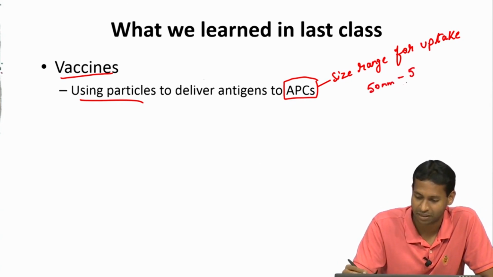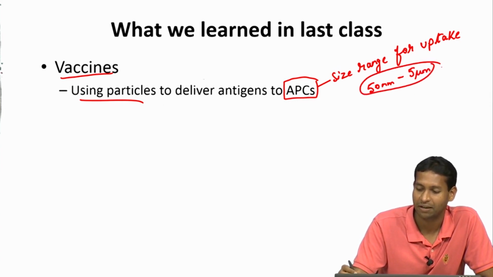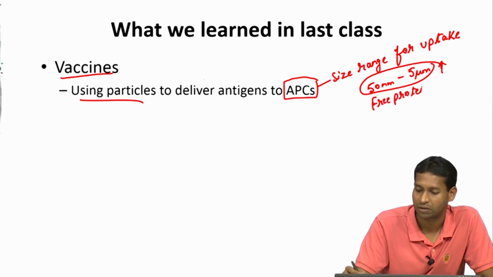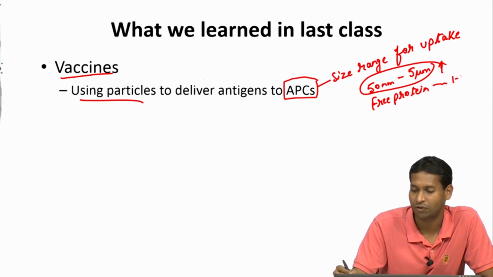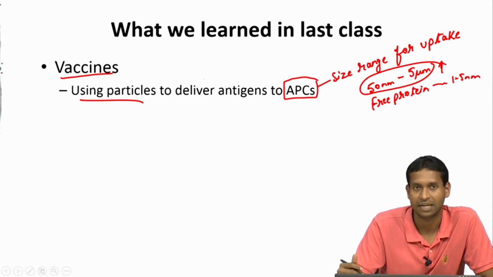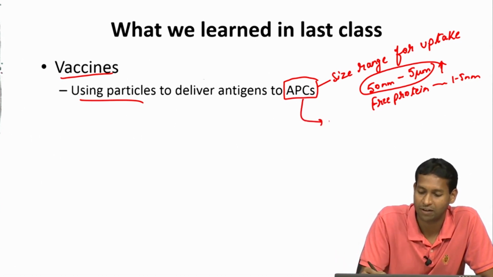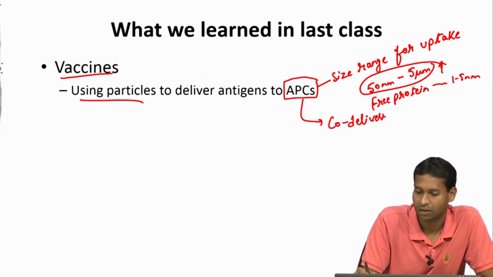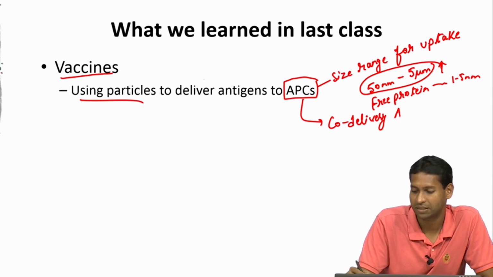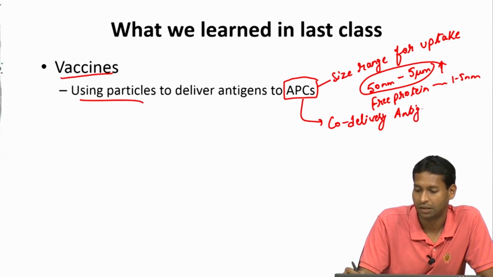It is a big range and there are also ups and downs here, but uptake is much higher for anything in this range compared to, let us say, free protein, which could only be about 1 to 5 nanometer. So, first of all, you can now deliver quite a lot of things. The second thing we talked about was co-delivery. You can deliver multiple types of antigens as well as co-delivery of adjuvants.